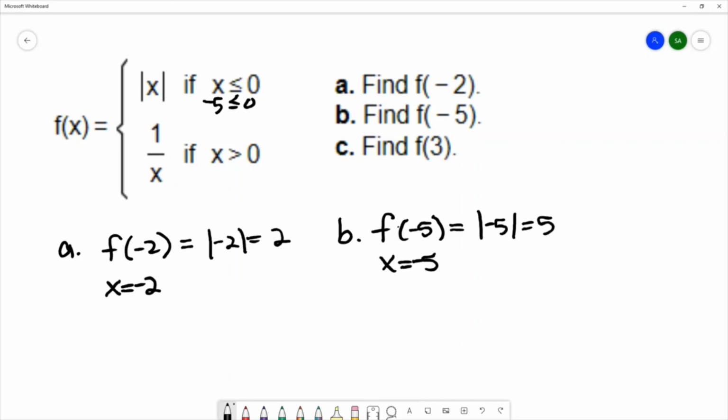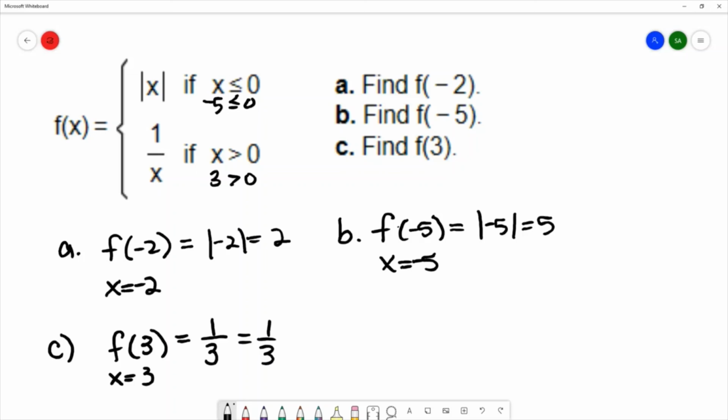Then finally, we have part C, which is to find f of 3. x is equal to 3. And since 3 is greater than 0, we'll use the reciprocal function to evaluate. 1 over 3, and that's 1/3. f of 3 is 1/3.